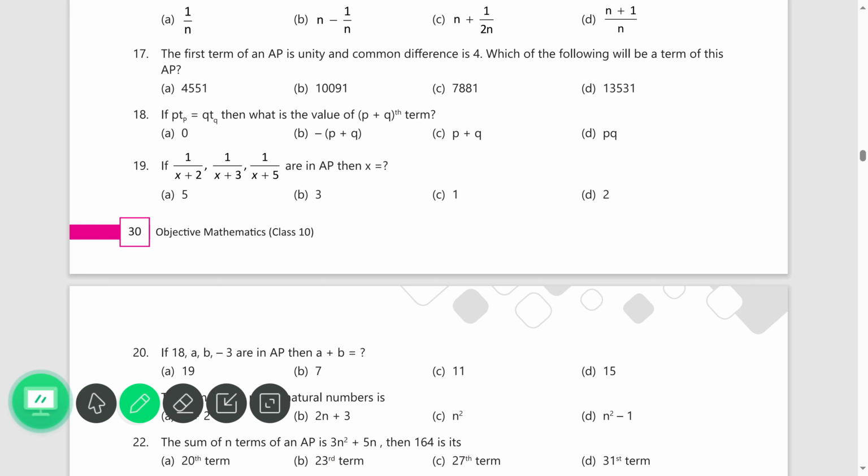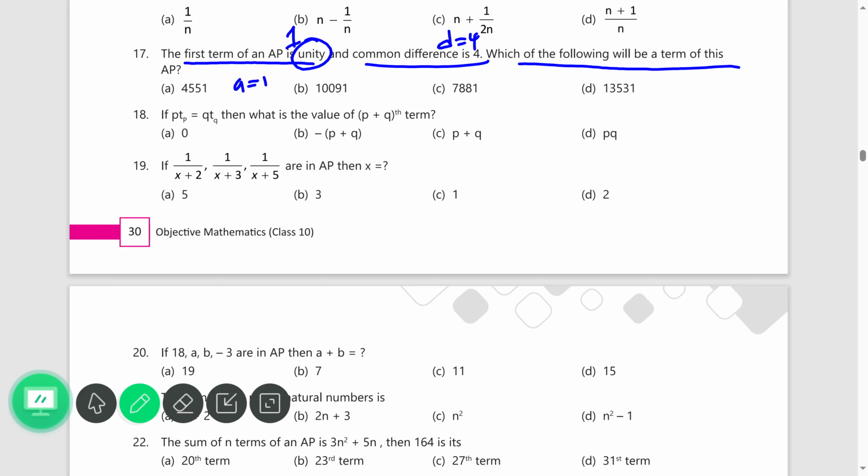See children, the first term of the AP is unity. Unity in the sense, what? 1. The first term is a equal to 1. Instead of saying 1, they are giving it like that. In social science, unity may have some other meaning, but in mathematics unity means 1. Understand? So the common difference is 4.